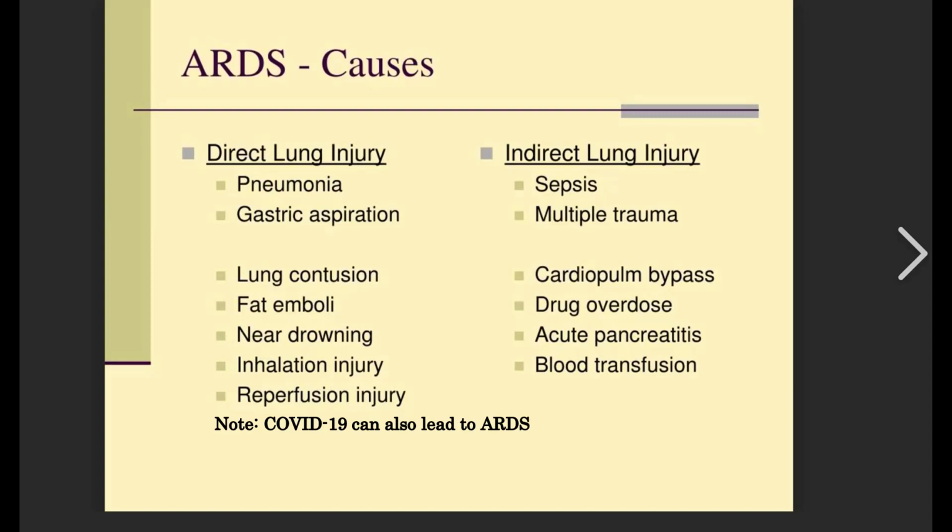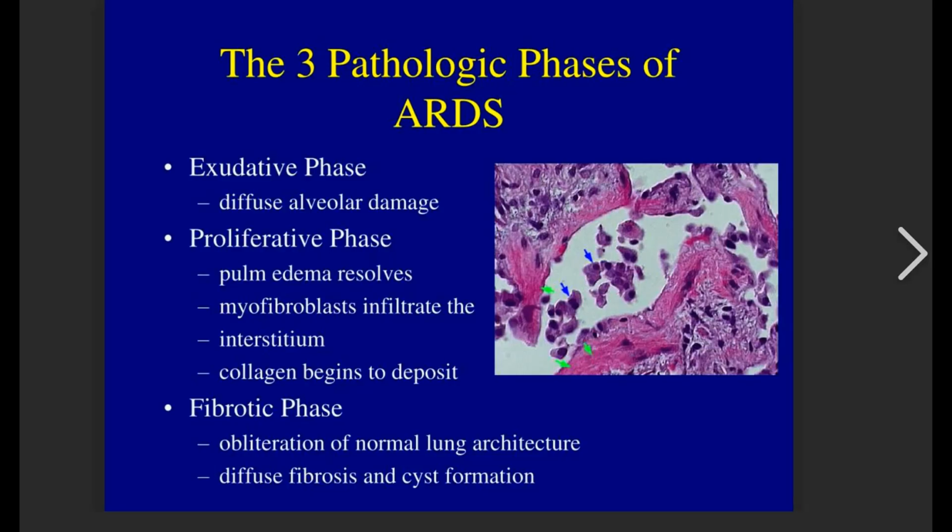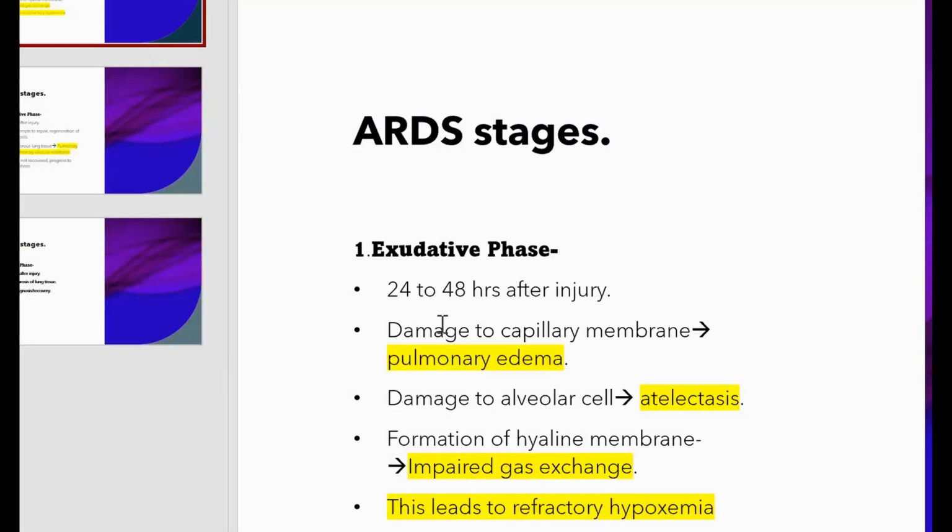Now let's see the phases or the stages of ARDS. ARDS has three stages or three phases. The first is Exudative Phase, second is Proliferative Phase, and third is Fibrotic Phase. Now let's look into Exudative Phase. What is exudative phase? It happens acutely within 24 to 48 hours after injury.